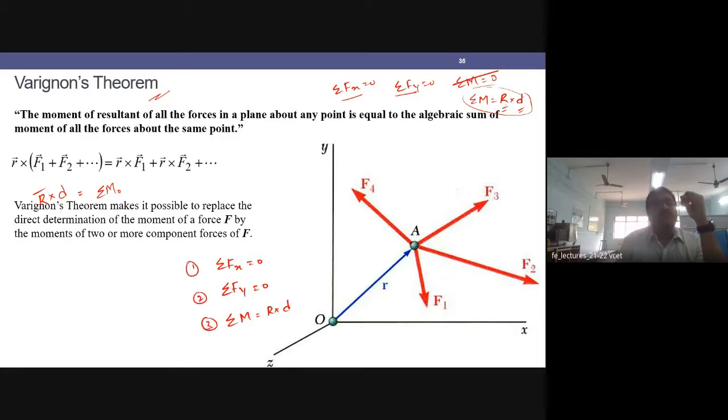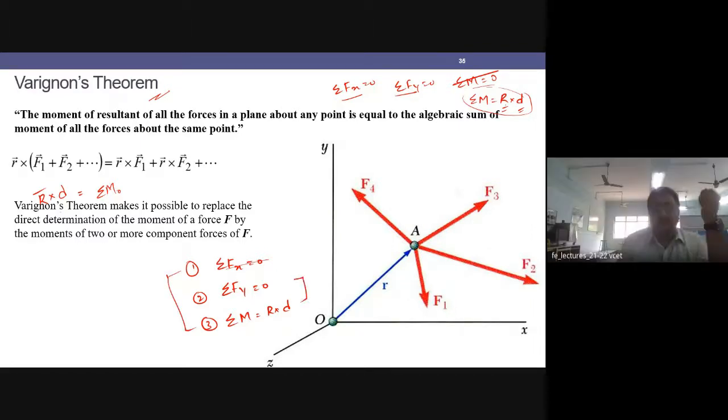Now, when I'm talking about a parallel force system, depending on my direction, I may have sigma Fx as 0 already. If there is no force in the x direction, then there is no point in taking that equation, and you are left with only two equations. If my force is acting only along the x direction, then there is no force in the y direction, so I'll be left with only these two equations.